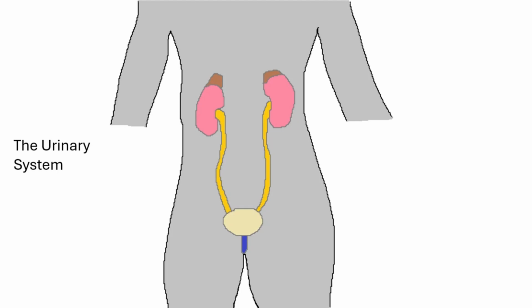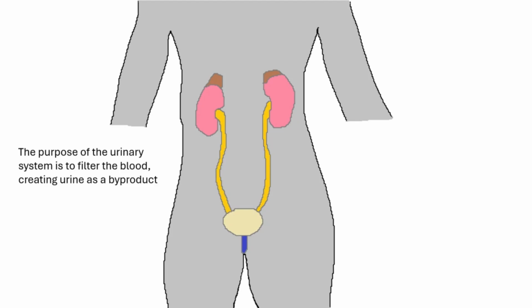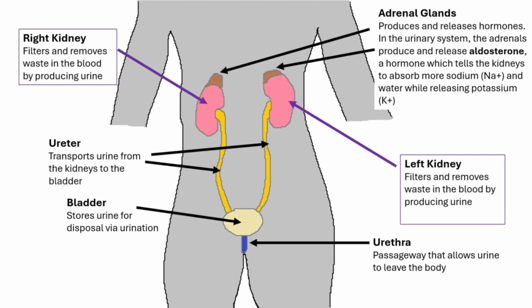Hello everyone, let's talk about the human urinary system. The purpose of the urinary system, also called the renal system, is to filter the blood, creating urine as a byproduct. The kidneys are the main organ of the urinary system. One kidney sits on each side of the spine. The kidneys filter the blood by removing waste and excess substances into the fluid called urine.